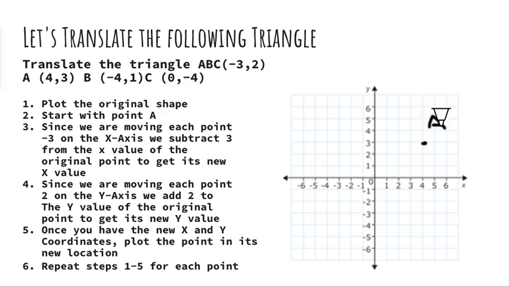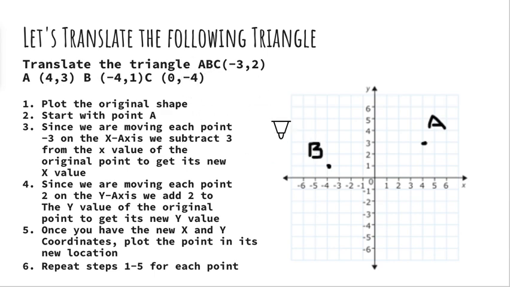Next we plot point B. Start once again at the origin. It's -4 on the x and +1 on the y. Boom. There is our second point. That's point B.